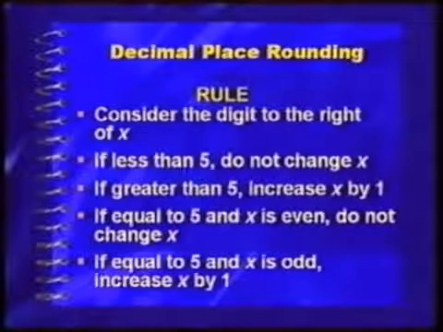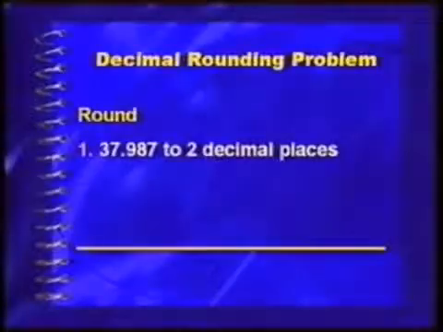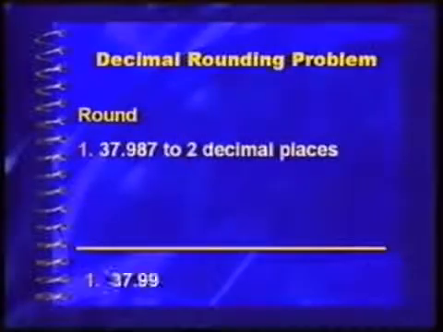And that is written out here. So let's have a look at an example. It's a lot easier than just to look at this rule. I've got some examples here. Round 37.987 to 2 decimal places. That 7 is more than 5. That makes that 8 and 9, as you can see.